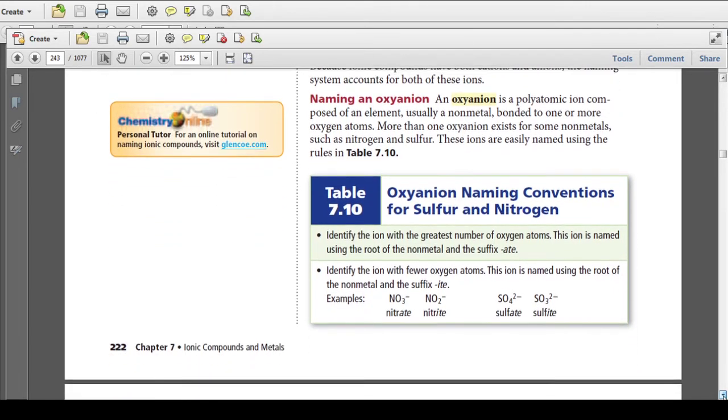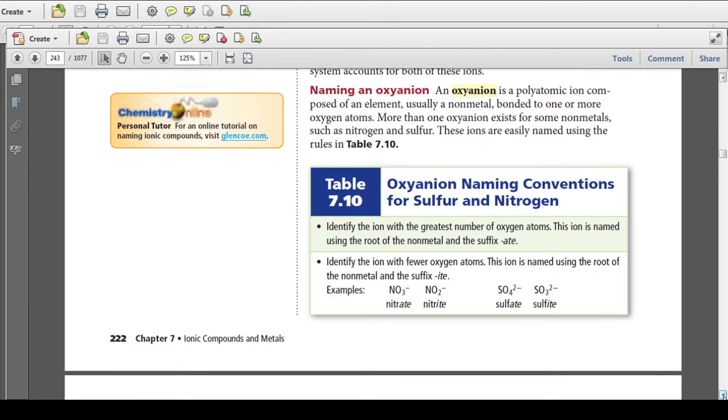So we're going to identify the ion with the greatest number of oxygen atoms. This ion is named using the root of the nonmetal with the suffix -ate. Then we're going to identify the ion with fewer oxygen atoms, and this ion is named using the root of the nonmetal plus -ite.